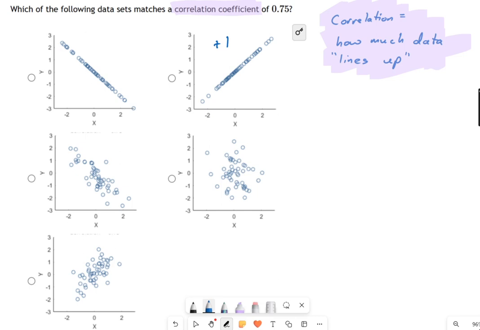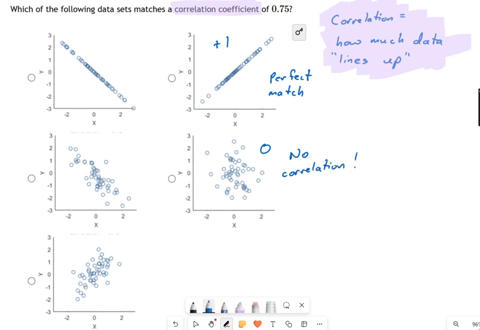This is a 1 correlation, okay? In other words, this is a perfect match. As X gets bigger, Y gets bigger. And there's no variation in that. It's just perfect. This one right here is 0. This is called no correlation. Or in other words, no match.